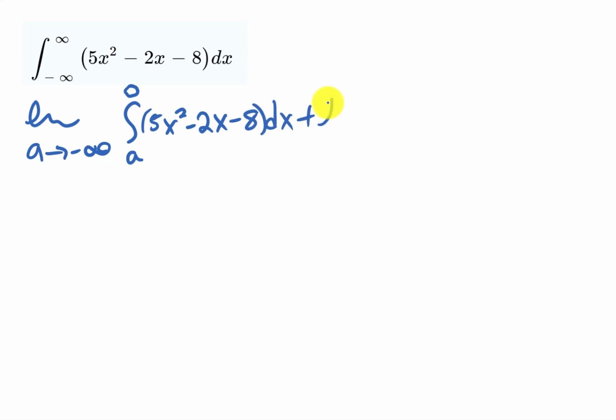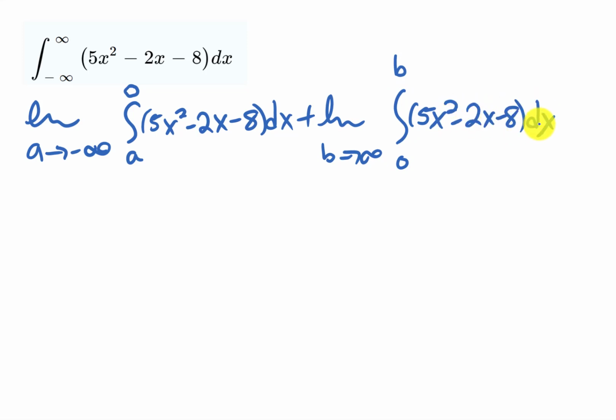We're going to add to that, looking at the limit as b goes to infinity, integrating from 0 to b, that same integrand, 5x squared minus 2x minus 8 dx. So we know that if we sum these two together, we would cover that whole integral as we let each of these approach negative infinity or infinity. So let's go ahead and work this out.